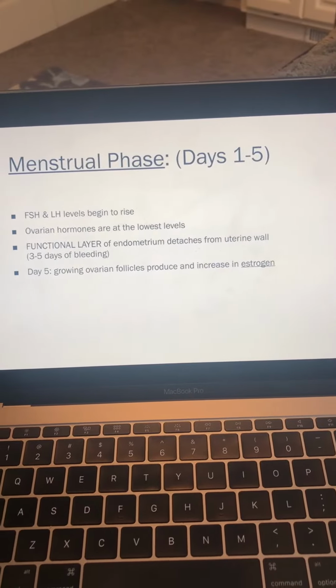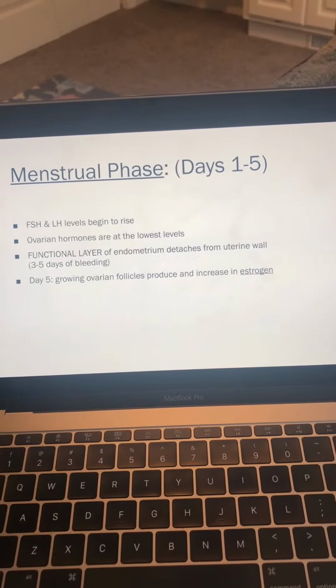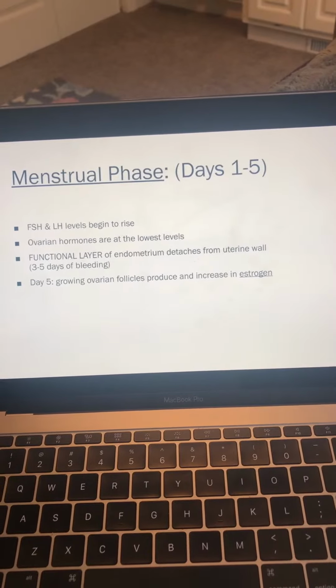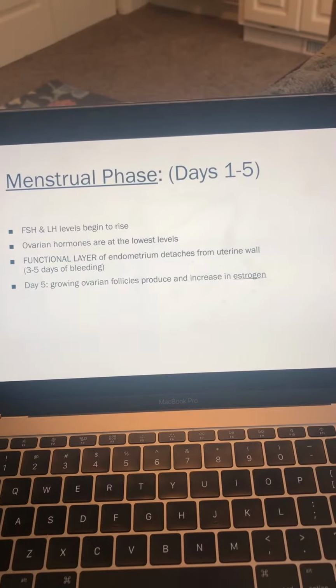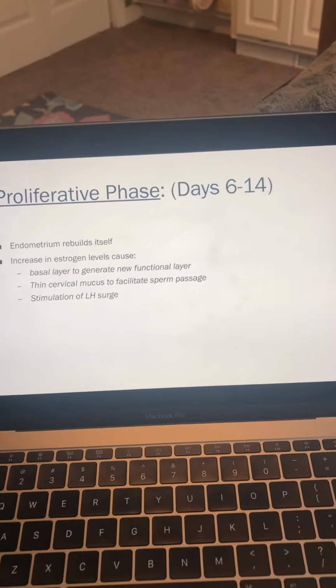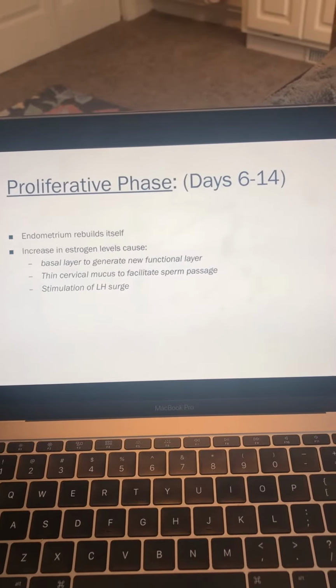Ovarian hormones are at the lowest levels. The functional layer of the endometrium detaches from the uterine wall, and at day 5, growing ovarian follicles produce an increase in estrogen. The proliferative phase is days 6 to 14.